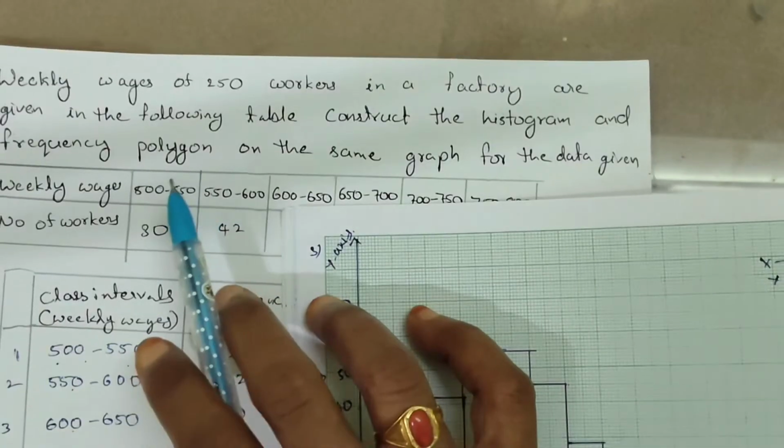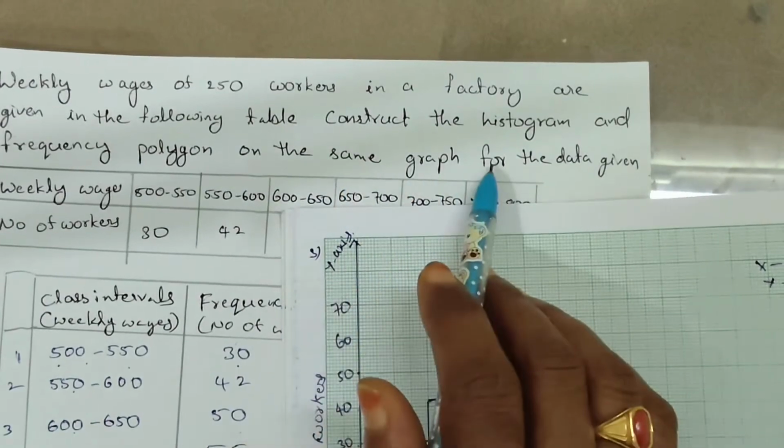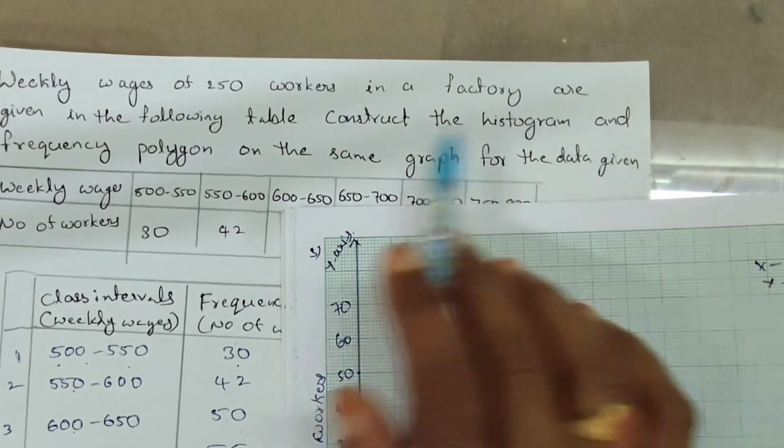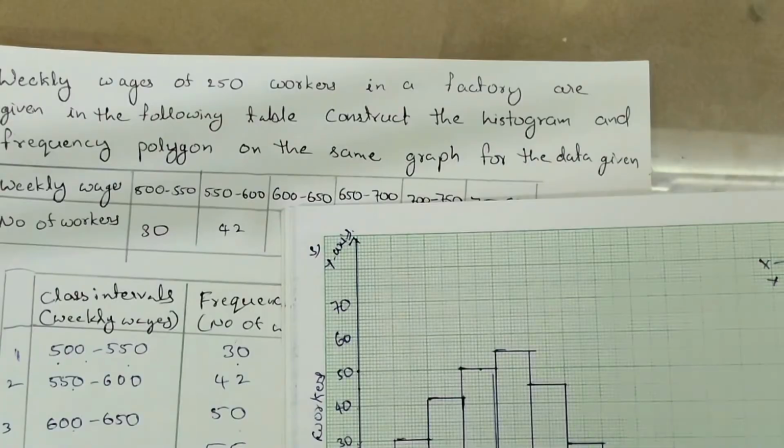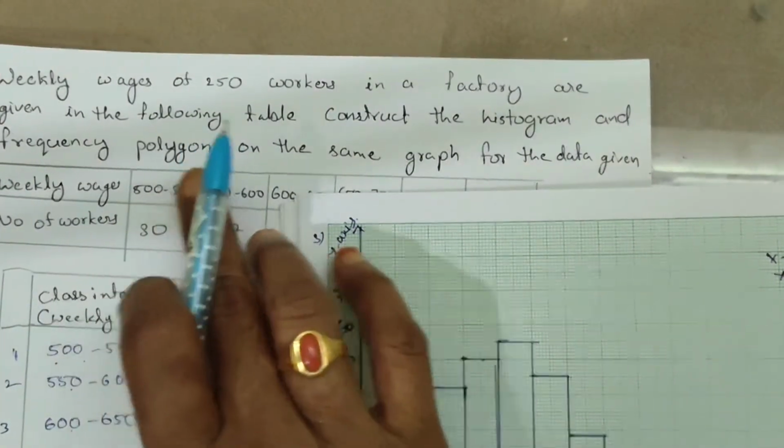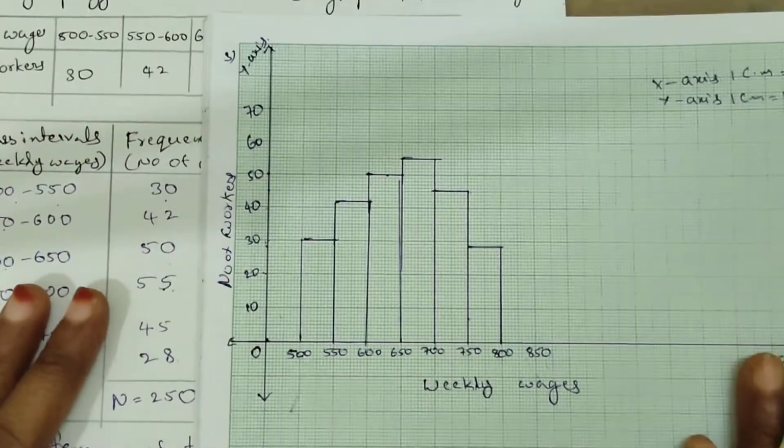The question asks for a polygon on the same graph for the given data. First we construct the histogram. Here the histogram is completed. Now we draw the polygon on the same graph.